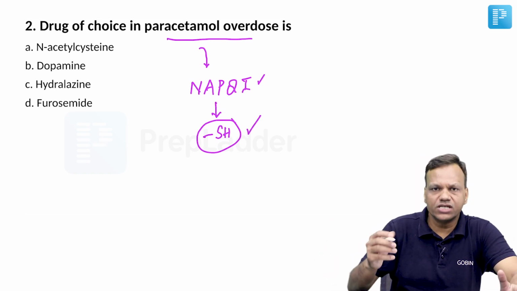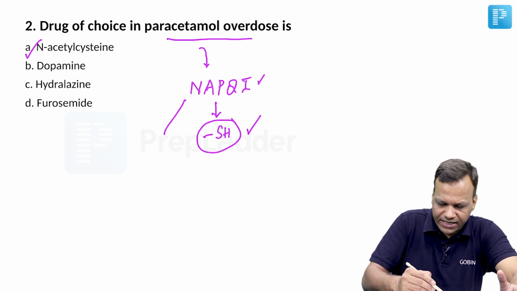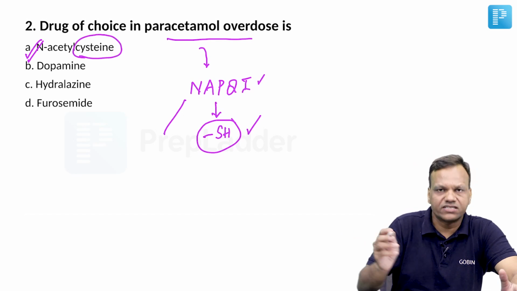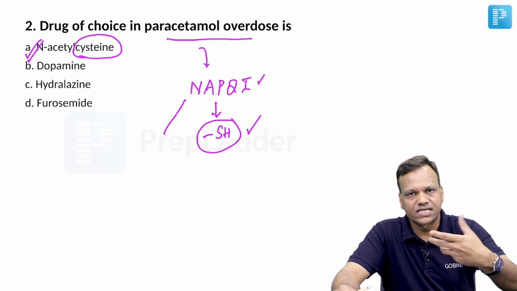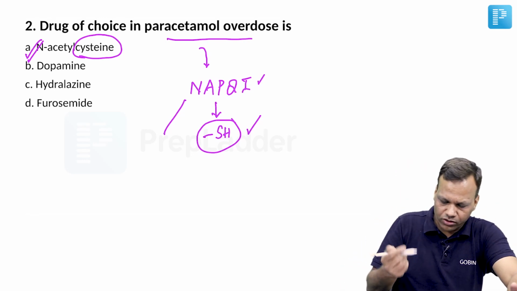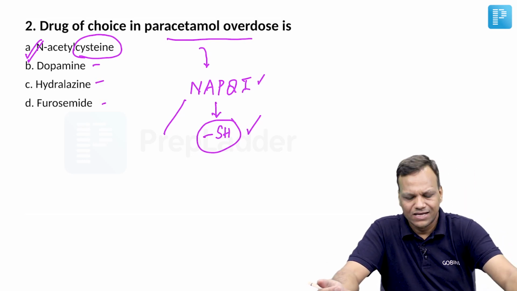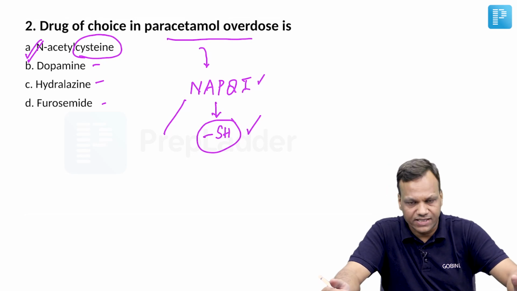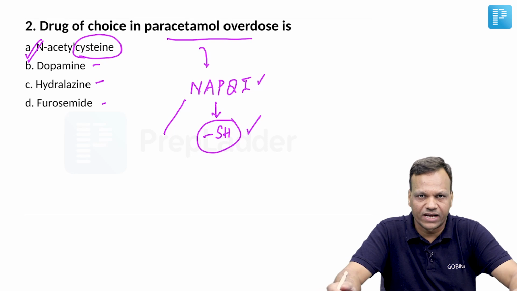And how to treat toxicity? We have to give an exogenous source of sulfhydryl group, and that exogenous source is N-acetylcysteine. Remember, cysteine is a sulfur containing amino acid, so it must be containing a sulfhydryl group. So N-acetylcysteine will provide the sulfhydryl group that will treat the toxicity. Okay, moving to other options, dopamine, hydralazine, furosemide, they are very easy. They are other drugs, they are not antidote of anything. So N-acetylcysteine is a very easy answer in this question. Hope everyone has made that correct.